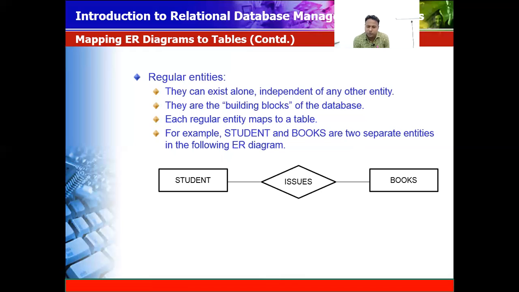For example, student and books are two separate entities. Student issues book. So these are the two entities which are independent of each other.